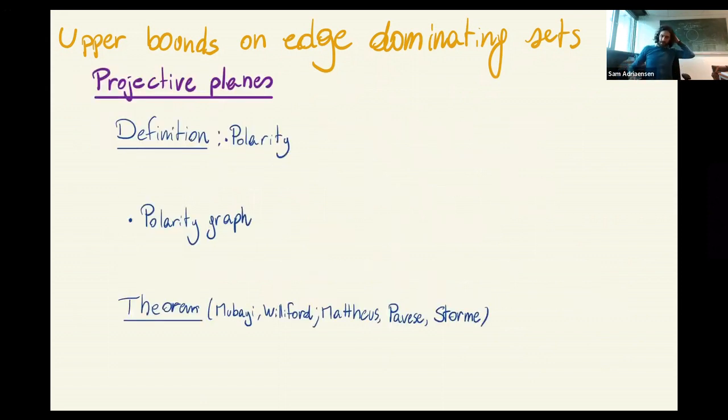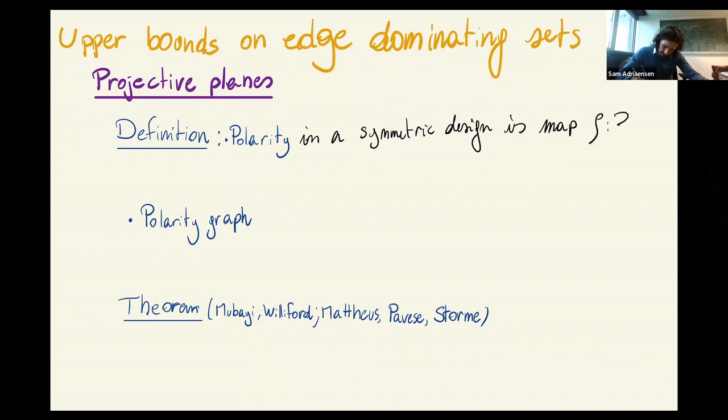But of course, this doesn't answer the question in case that q is odd or q is non-square. But in those cases, there are some nice constructions, and they use the concept of a polarity. So what is a polarity? We can define it again in a symmetric design. It's a map rho, which maps points to blocks and blocks to points, such that it preserves incidence.